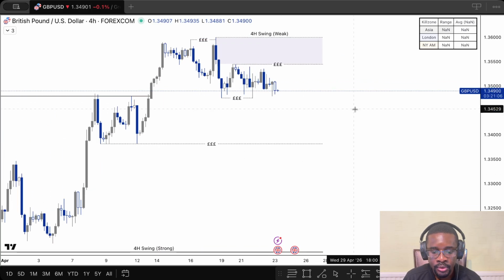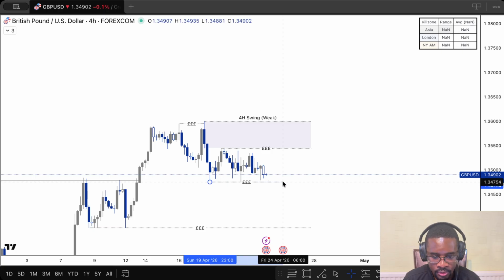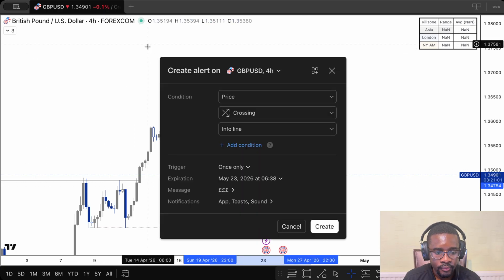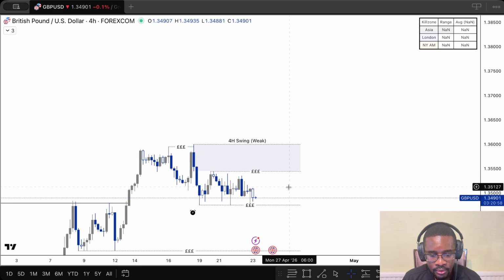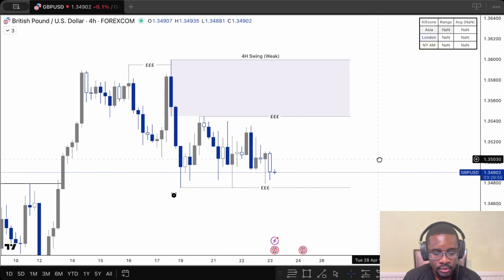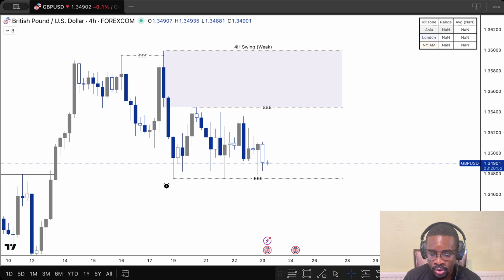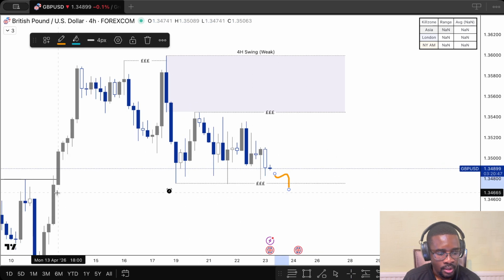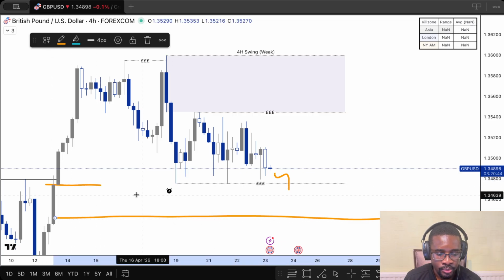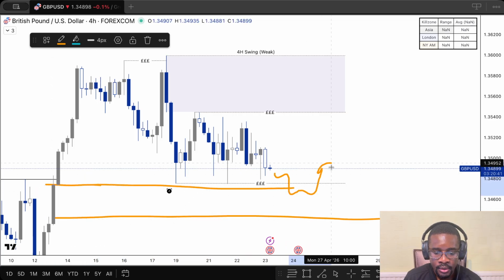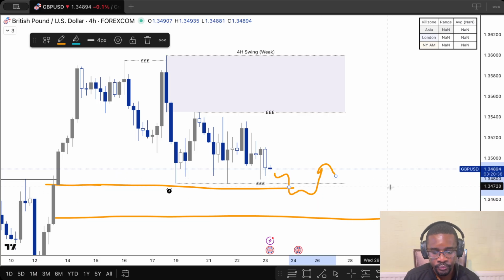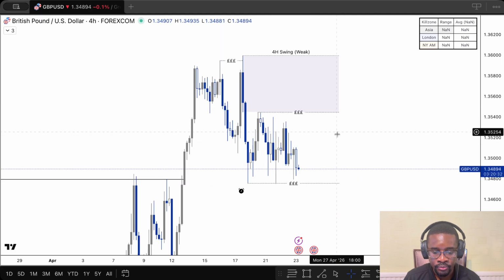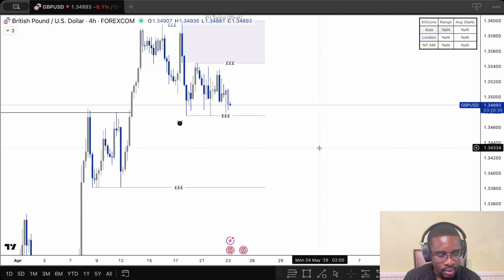So what we could then see is possibly, because these are relative equal lows, I'm gonna mark those out. So we could see price just come sweep these, mitigate this imbalance as well. Okay, and then possibly continue to the upside. Okay, but this is on a 4-hour level. Okay, otherwise we also have relative equal lows at the bottom.